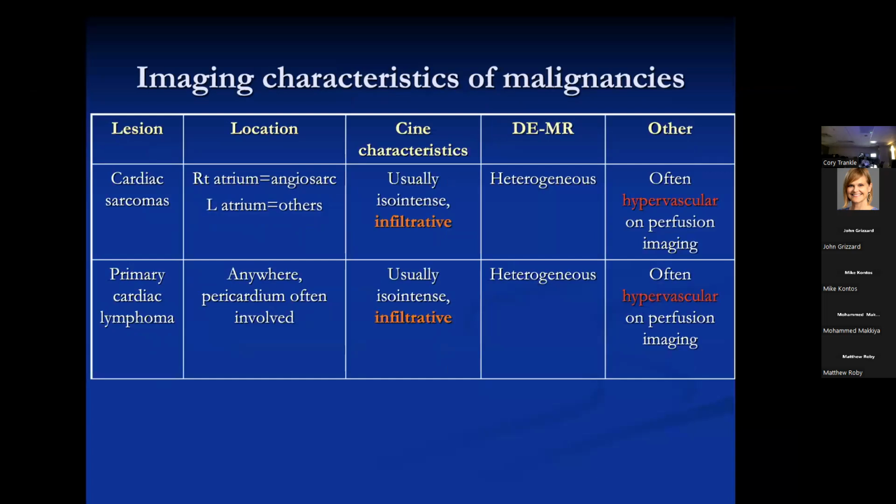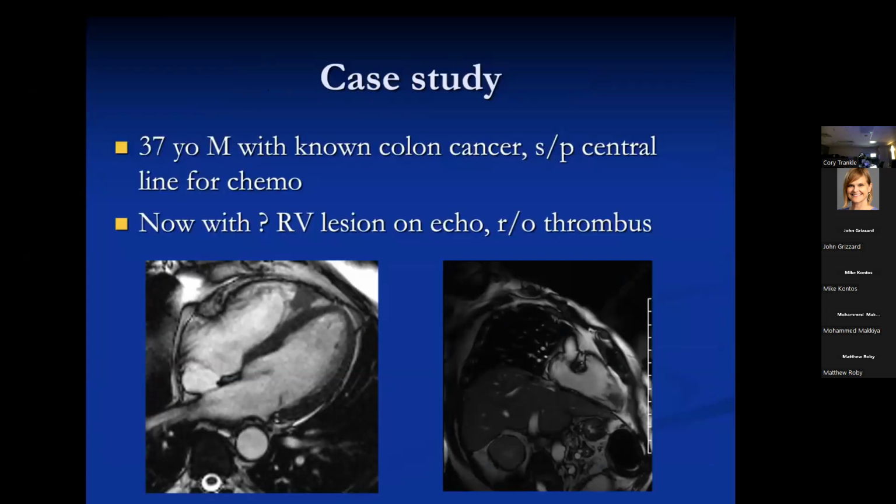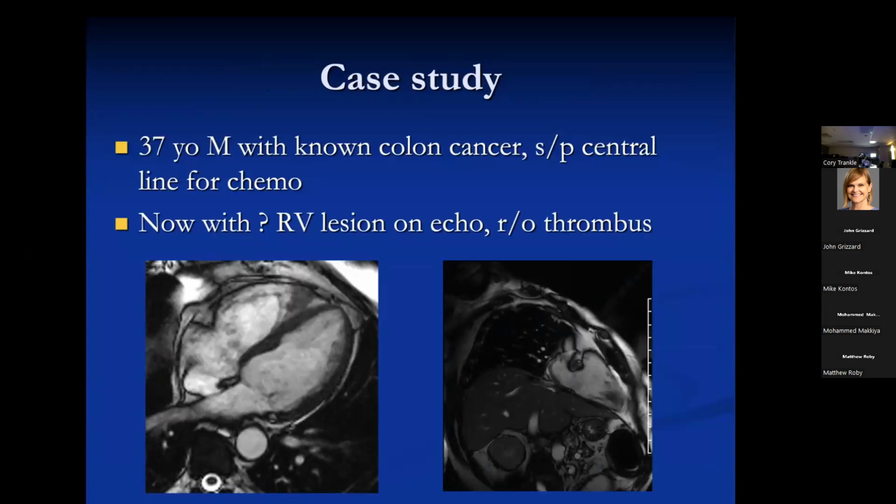Sarcomas and lymphomas, I don't think, are capable of being distinguished, really. They're all hypervascular. But the point being is that malignant tumors are infiltrating, and they have poorly defined boundaries, and they're bulky tumors, usually hypervascular, and give you heterogeneous enhancement, and much more likely to have pericardial effusion. So you can usually be pretty confident of what you're looking at.